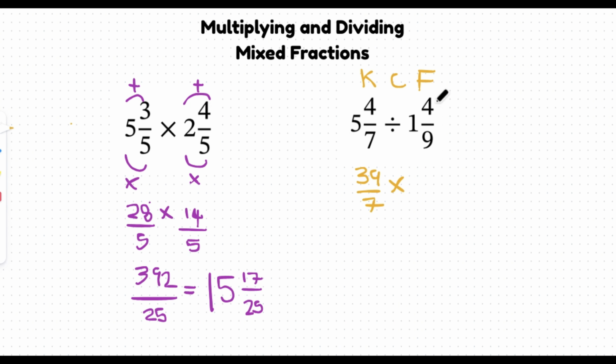But before we flip, we want to simplify it into an improper fraction. So 9 times 1 is 9. 9 plus 4 is 13. I'm just going to write it here quickly. 13 over 9. But remember, on this part, we flip. So that means we're going to put the 9 on top over the 13. So we now have 39 over 7 times 9 over 13.